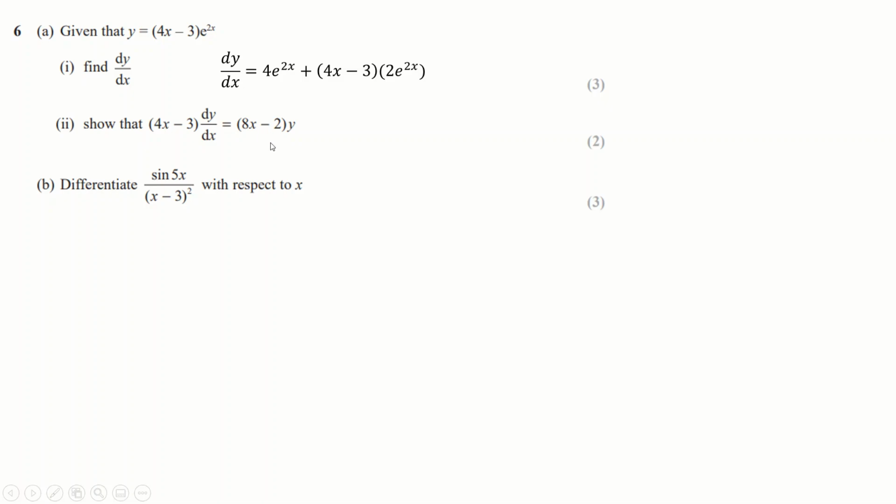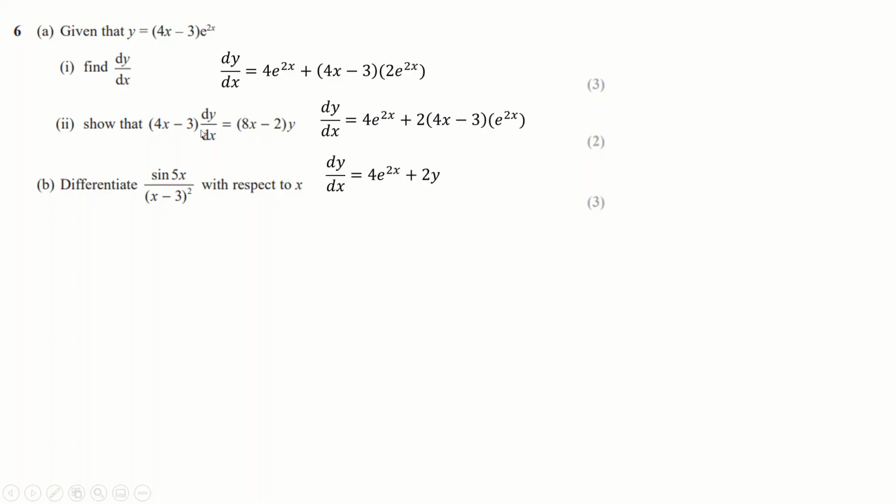Show this thing. Now, I had a real mess doing this. There's got to be an easy way to do this that I just haven't seen. I brought the 2 out to here, clearly. Then I said, well, this thing here is y. That thing there is exactly what they've defined y to be. So that's cool. I'll put that in there.